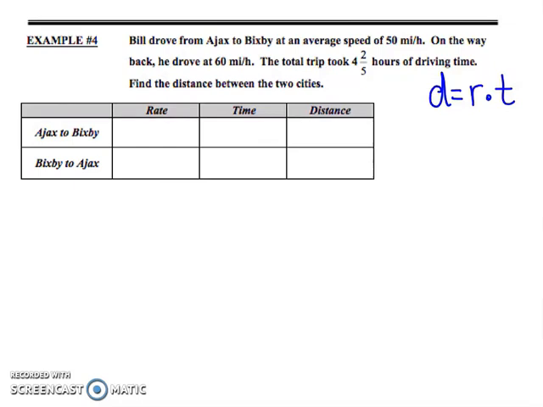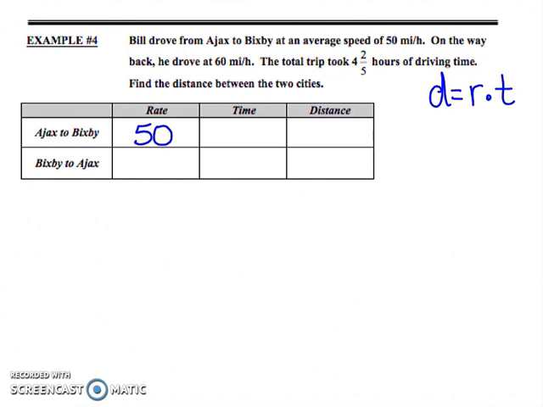Continuing with example 4, Bill drove from Ajax to Bixby at an average speed of 50 miles per hour. Okay, so I'm going to use a table to help me organize my information in this problem. So Bill's rate from Ajax to Bixby was 50 miles per hour. So I'm going to go ahead and add that to my table.